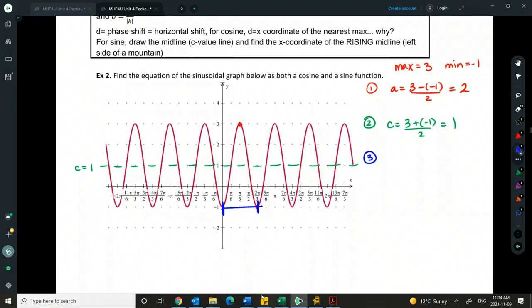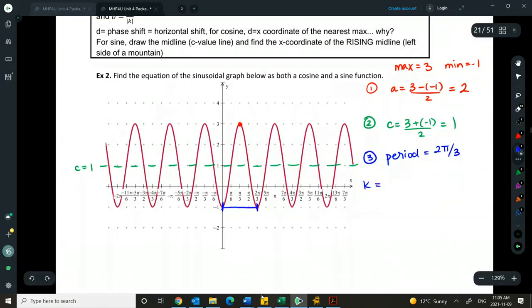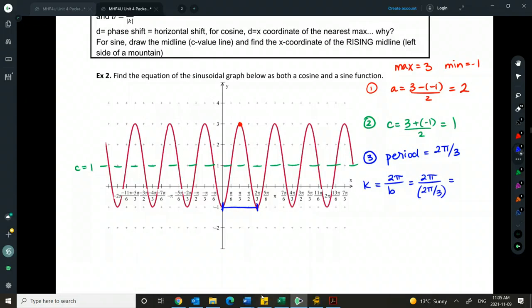I think this one's probably easiest if we just measure from min to min, because there's a minimum at zero. So here's our period right here. It's 0 to 2 pi over 3. So the period here, or b, is 2 pi over 3. And I'm going to use that to calculate the k value. k is equal to 2 pi over period, which will be 2 pi over 2 pi over 3. When we flip and multiply, all that's left would be, yeah, Keaton, question?